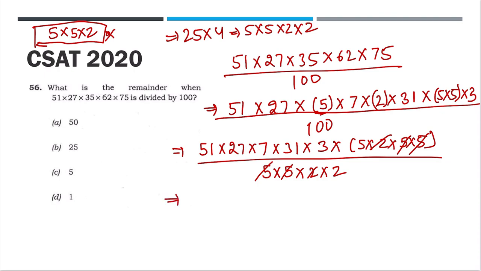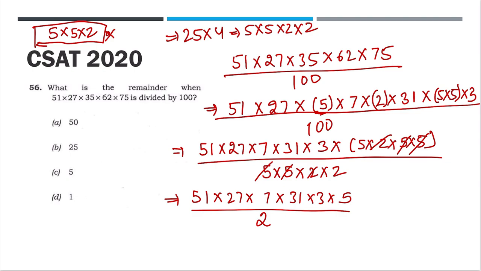Right? Now we are left with 51 into 27 into 7 into 31 into 3 into 5 divided by 2. Right? I hope this is clear? So this is what we have got till now, which we are left with. Now we have to check the remainder of it with 2. See, checking the remainder with 2 is easiest. If the number is even, 2 will completely divide it and the remainder will be 0. If the number is odd, then the remainder will be 1. Right? You can check it if you want.